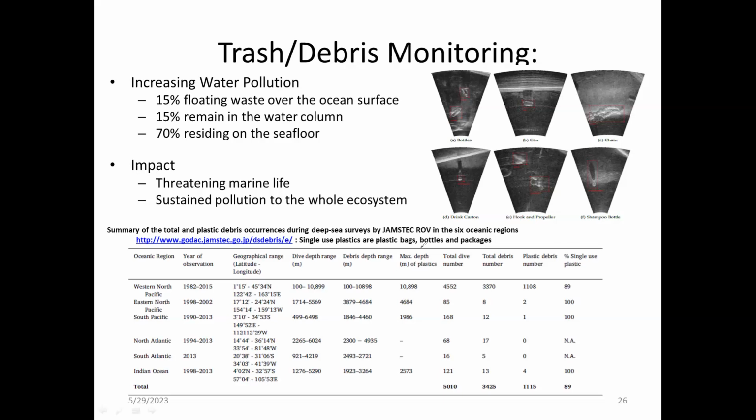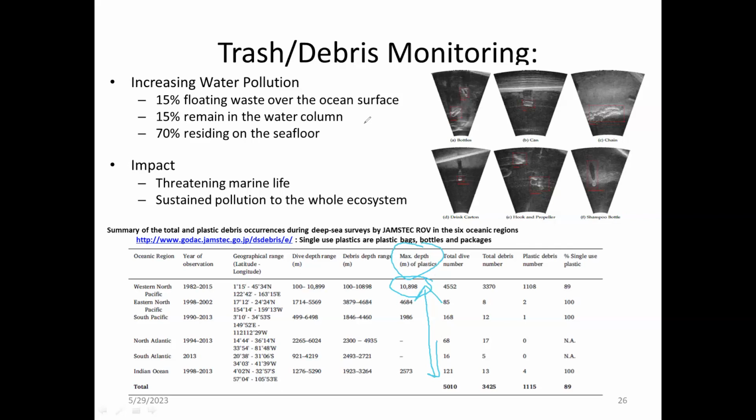The maximum depth of the plastic was observed to be about 10,000 meters, and the deepest point underwater is about 11,000 or maybe less than 12,000 meters, if I correctly remember. So the plastic that we are producing is going as deep as the depth of the sea. So we can use sonar systems to monitor the plastic presence underwater.